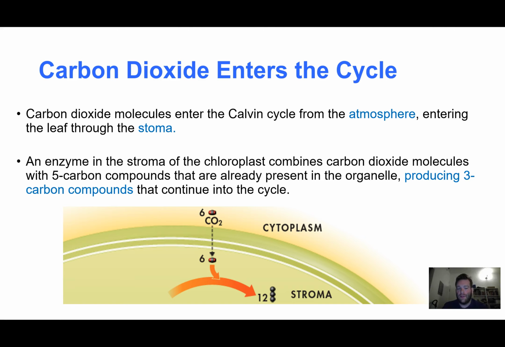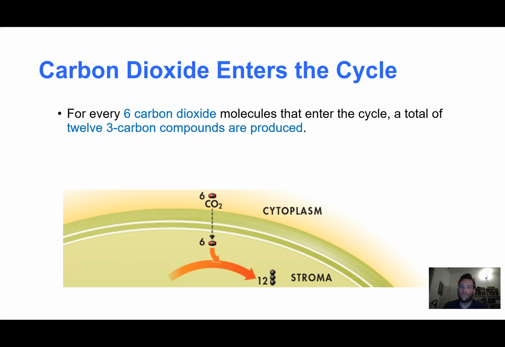Okay, so this 3-carbon compound that we're producing is going to start being made inside the stroma. Don't get stoma and stroma mixed up. They're very different structures, but the stroma is where this reaction is occurring. So for every 6 carbon dioxide molecules that enter the cycle, we can produce 12 3-carbon compounds. So if we think about 3 of these, we can end up producing in the end a single glucose. And we'll get to that point in the end.